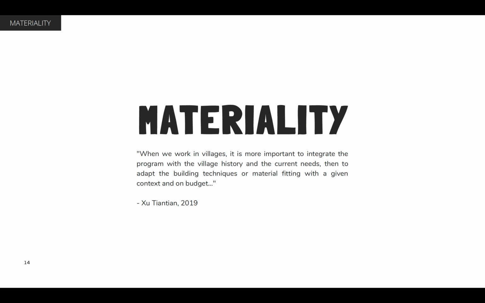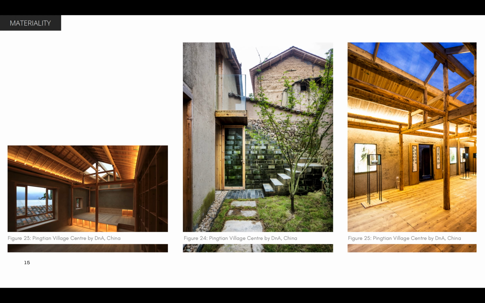When we work in the villages, it is important to integrate the program with the village history and the current needs, then adapt the building techniques and materials fitting the budget. Comparably to these main ideas, the community center not only modernizes the precedent but also keeps the rare material from the previous residence. This intentionally emphasizes the traditional aesthetic from Chinese architecture as a demonstration of a historically mature culture of form and material.